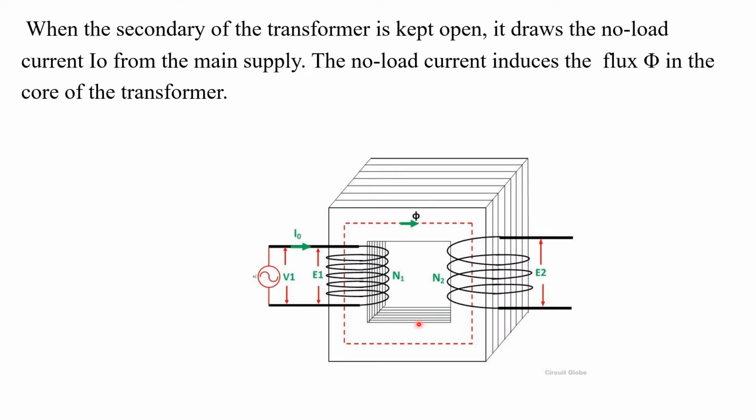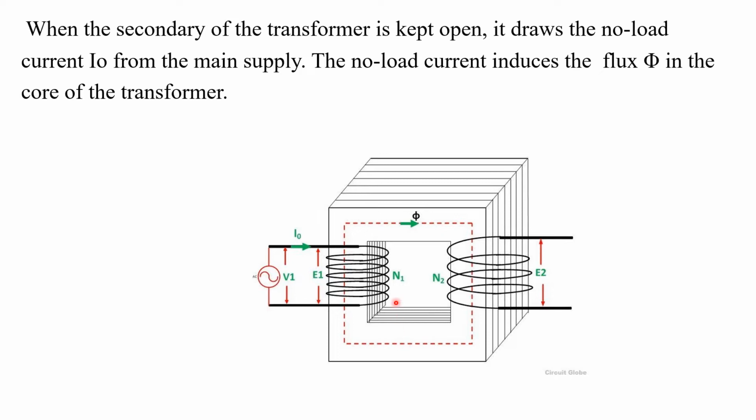Here in this diagram you can see a transformer which has a primary number of turns N1 and a secondary number of turns N2, and E1 is the EMF induced in the primary side and E2 will be the EMF induced in the secondary side. Here the secondary side is kept open and the supply voltage, that is V1, is applied to the primary side. That means this is the no load condition.